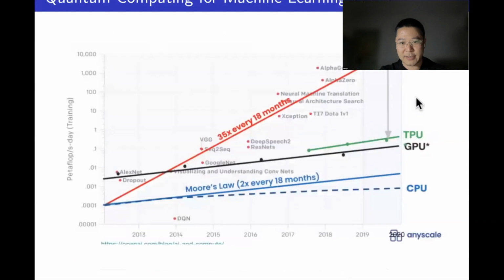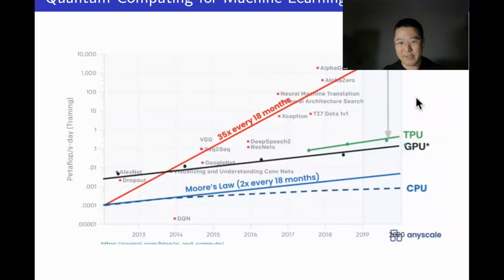But the difficulty is that the hardware is not powerful enough to support the development of artificial intelligence based on deep neural networks. Every 18 months, the number of model parameters for deep neural networks can increase by more than 35 times. But for CPU or GPU development based on Moore's law, the computational power doubles every 18 months. So there is a big gap between software and hardware.